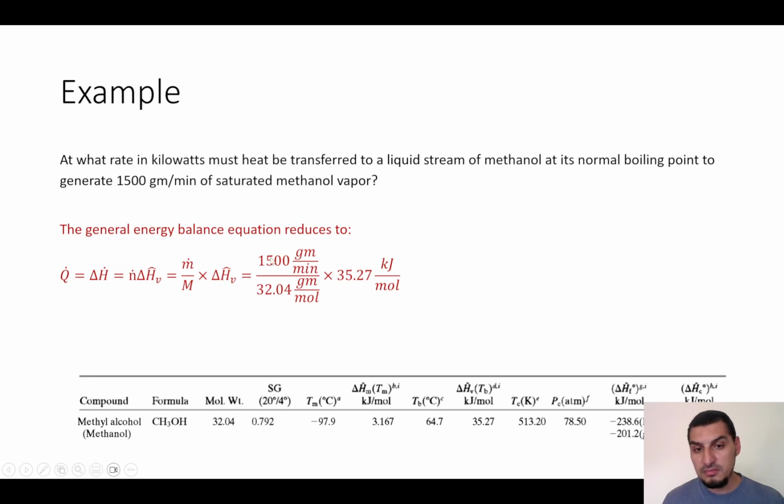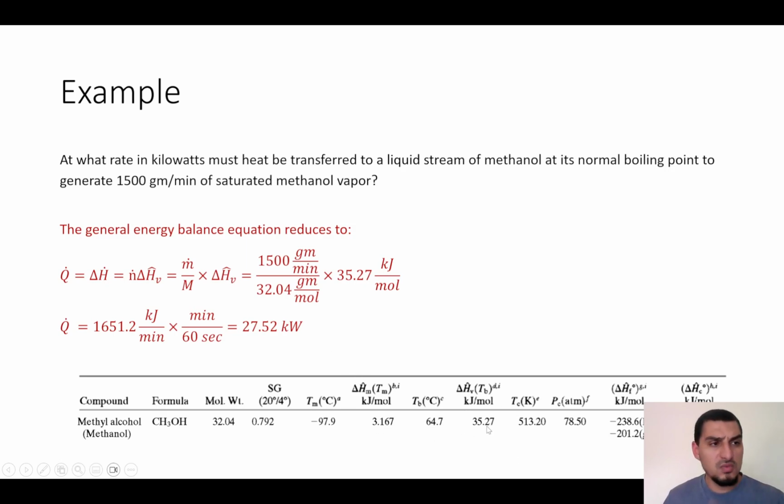Again, the units of this term are kilojoules per mole, and what we know here is grams per minute. So you divide this by the molecular weight. So it's going to be gram moles per minute, or moles per minute. When we multiply by the specific enthalpy in kilojoules per mole, now the units are matching, and we can calculate the value to be kilojoules per minute, and we divide it by 60 to be in kilowatts, as it's required in this problem statement. And as you see, this value of delta H of vaporization is just picked from the number here.